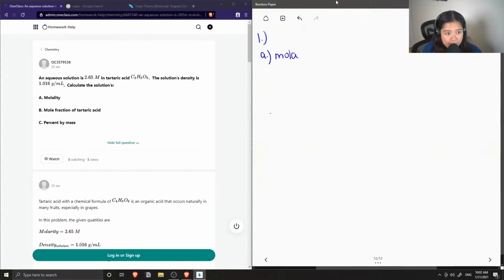So define what molality is. Similar to molarity, it describes the concentration of a solution, but molarity is in moles per liter, whereas molality is in moles per kilogram of solvent. So let me write that down. Molality is the number of moles of solute per kilogram of solvent.